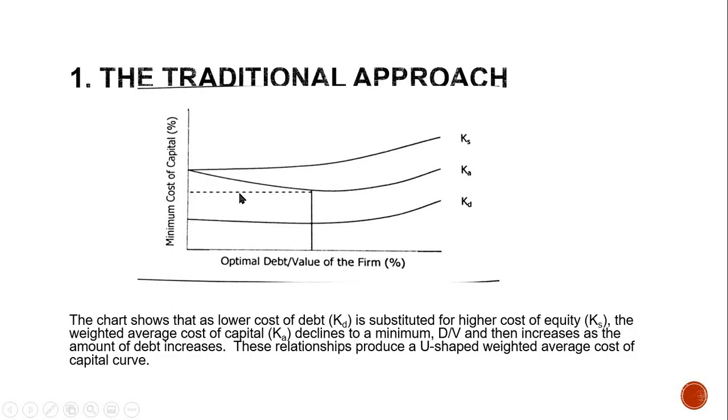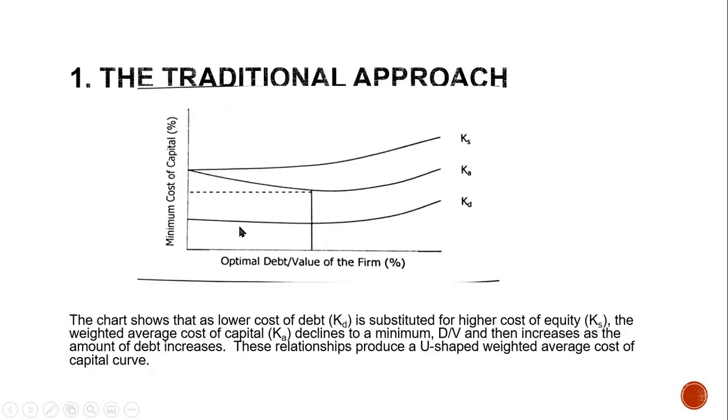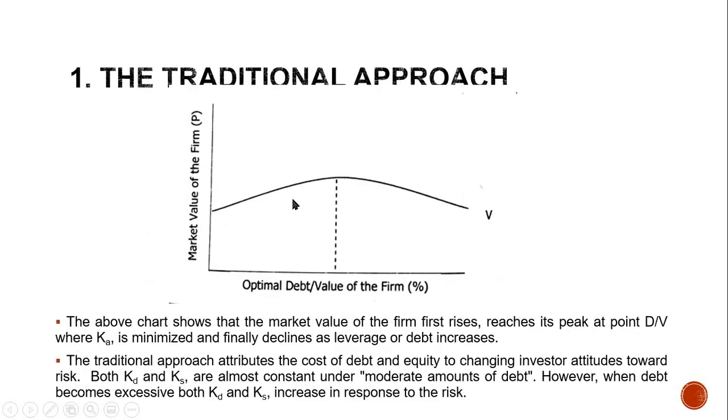So kung pinakamaliit itong point na pinakamaliit at its lowest point yung ating cost of capital, that's also the point niya the highest or at its peak yung ating market value ng ating firm. Okay? And as you borrow more money through debt, then yung weighted average cost of capital will start to increase again and our market value of the firm will start to decline again.